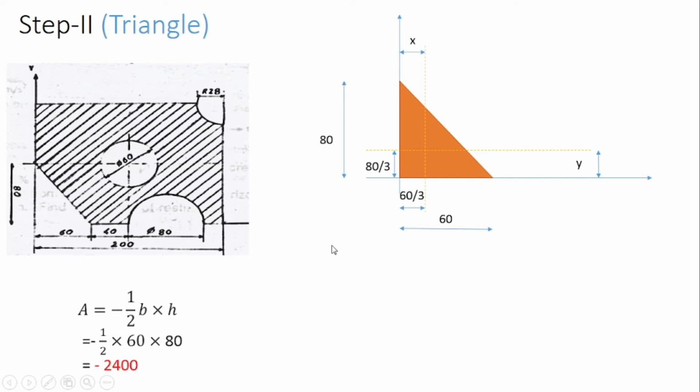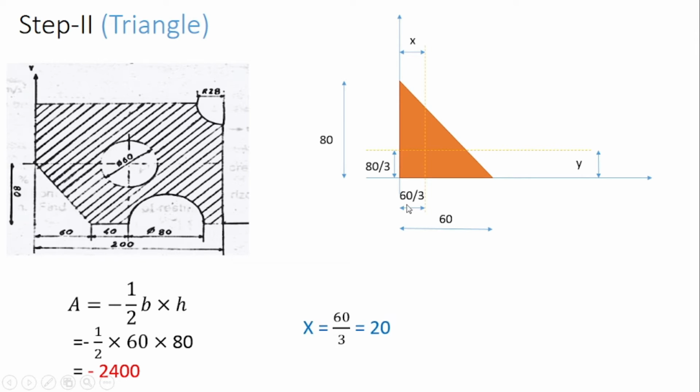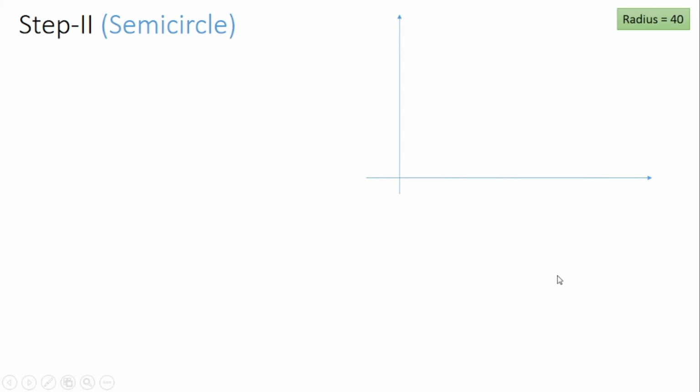First we'll start with the area. Area is equal to half base into height. Half into base 60, height 80. In this way we get this answer. Remember, we'll subtract this area from the total area. That's why a negative sign is placed over here. Don't forget to write the negative sign. Next one is x bar. x bar is equal to 60 by 3, so it is 20, and y bar is equal to 80 by 3, so it is 26.67.